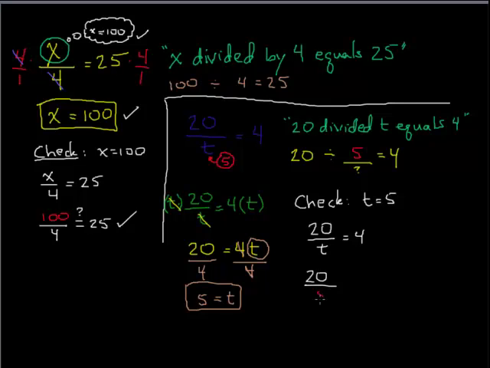20 divided by 5, is that equal to 4? Let's make this white, sorry. Don't want to confuse colors. Is 20 divided by 5 equal to 4? It sure is. So our answer, t equals 5, works, and our thought about it at the beginning was correct.